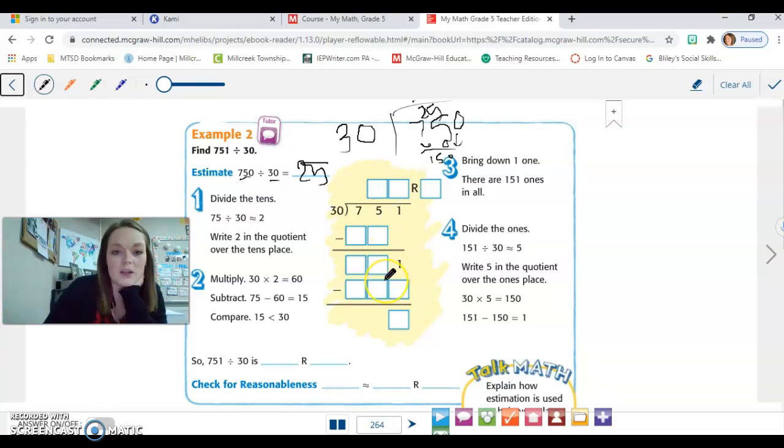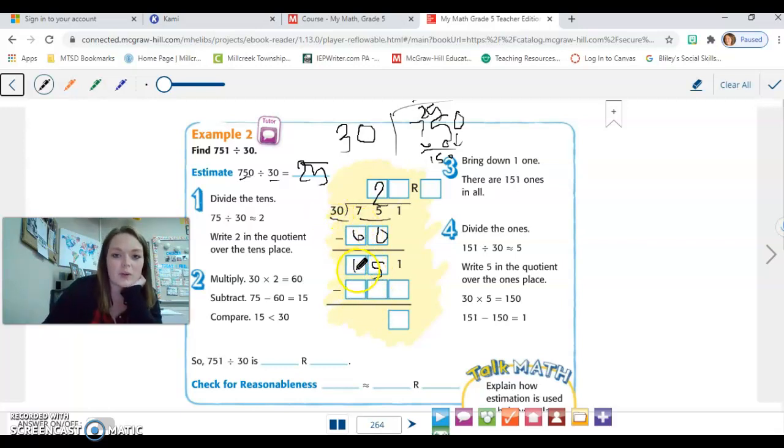Okay, so we need to see if our answer is similar or close to 25. They have this set up for us. We have 751 divided by 30. We're going to look at our first two numbers first. How many times does 30 go into 75? We already figured that out. 2 times. 2 times 30 gives me 60. Subtract 75 minus 60. 5 minus 0 gives me 5. 7 minus 6 gives me 1. So now I have 151.